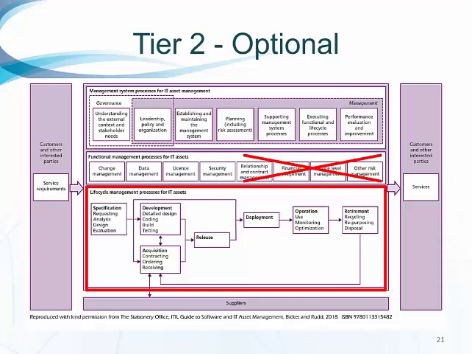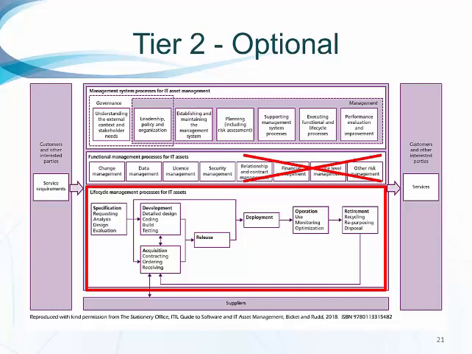If we move on to the 2nd tier, that's when we add the processes in that lower box. You can see what they include there. They include specification, that includes sub-processes such as requesting, analysis, design, and evaluation. You have development, you have acquisition, you have release, you have deployment, operation, and retirement.